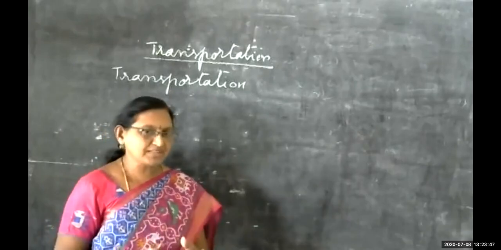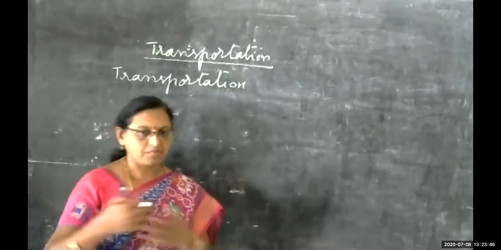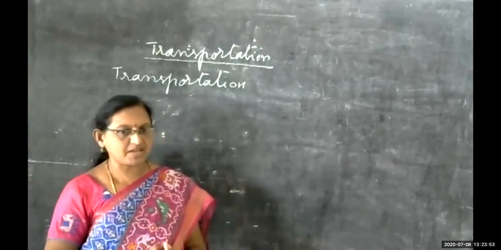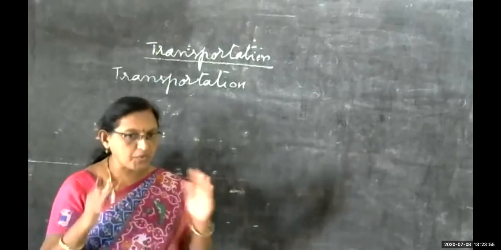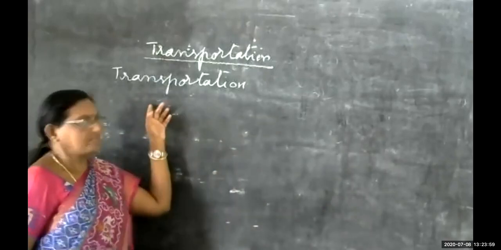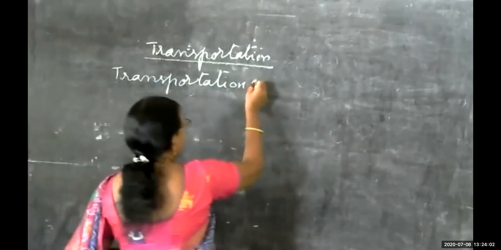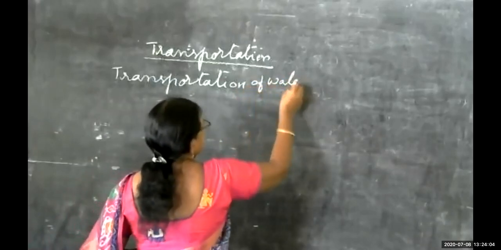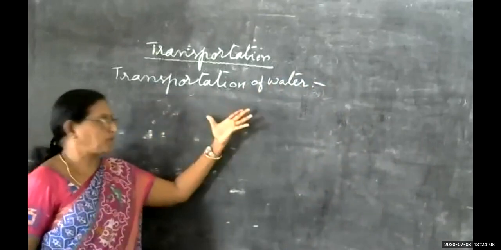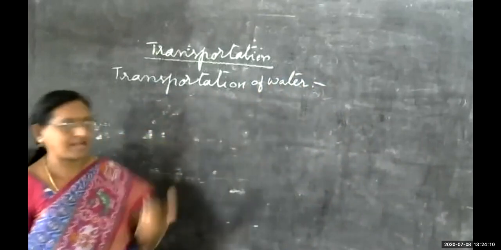But in animals, children, digestive juices, blood and water are transported. So many requirements are there in animals. But in plants, the requirements are very less, right? So today, we will observe transportation of water by plants. Let us discuss a few points about transportation of water by plants.